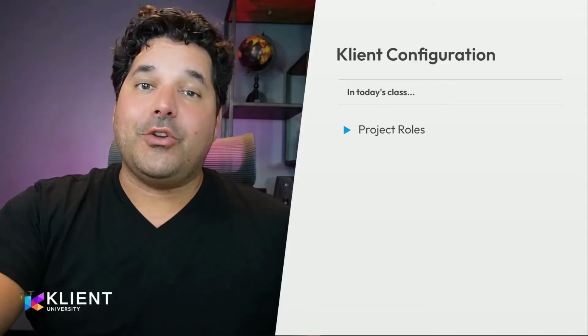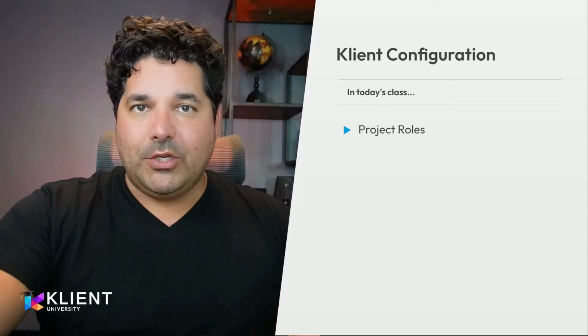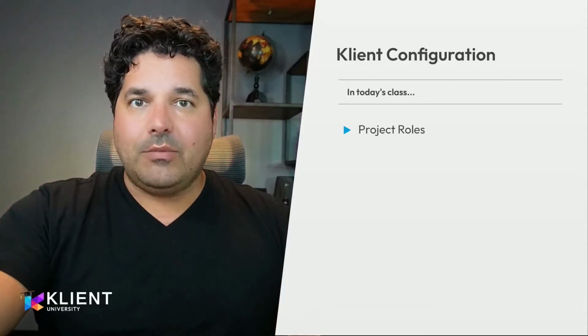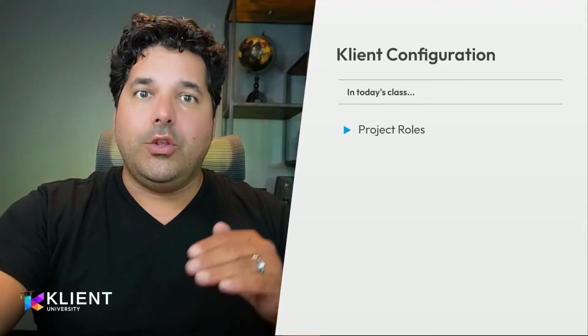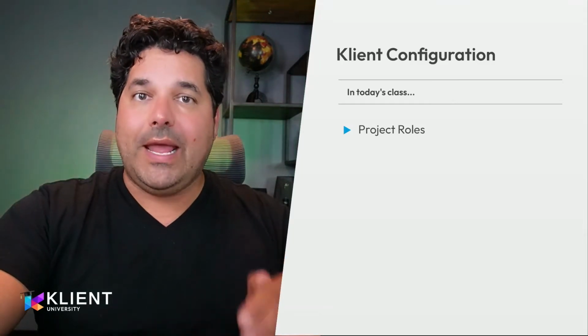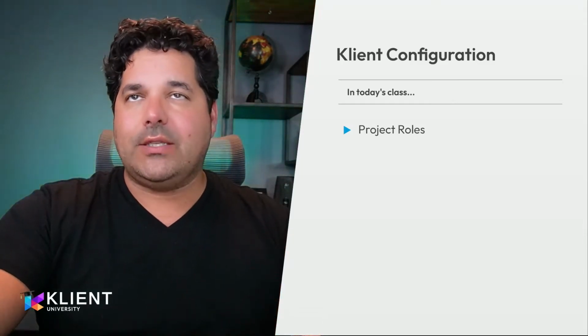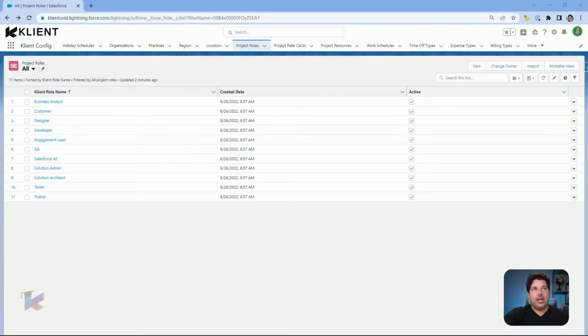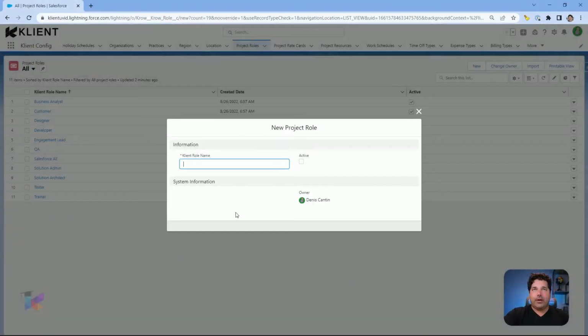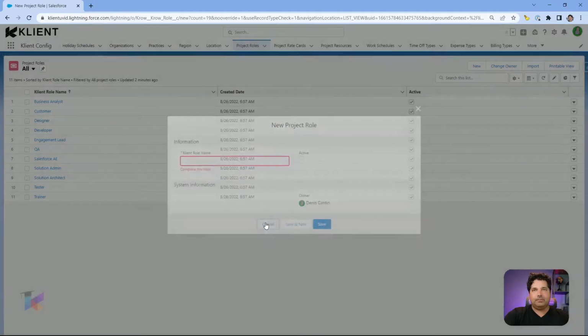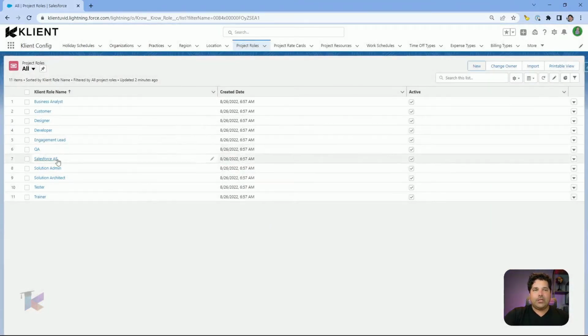Project roles is another taxonomy or library type of object. Each record of this object will represent a role your project resources will play on a project. Let's look at some examples. First, if you're creating a new record, the only information required will be the name of your role and whether it is active or not. That's it. Very simple.